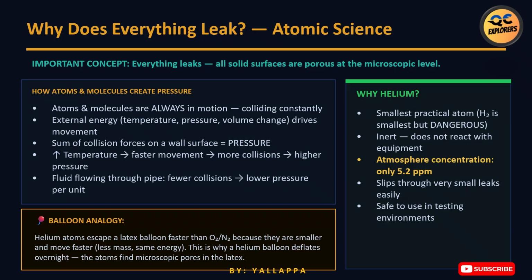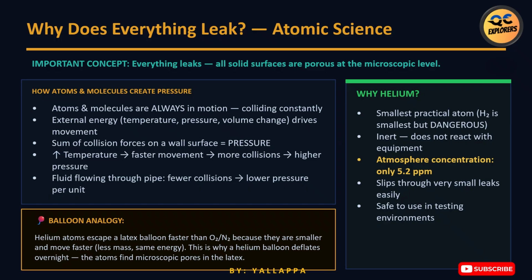Now let's talk about helium. Helium plays a critical role in advanced leak testing. But why helium? Why not oxygen? Why not nitrogen? Why not hydrogen? The answer lies in atomic properties. Helium is extremely small. It moves easily through tiny openings. It is inert. It is non-toxic. It is non-flammable. And its atmospheric concentration is extremely low, only about 5.2 parts per million. This makes helium ideal as a tracer gas.